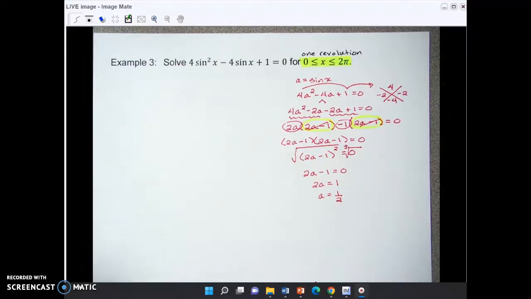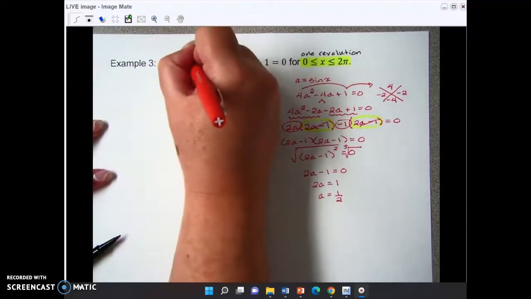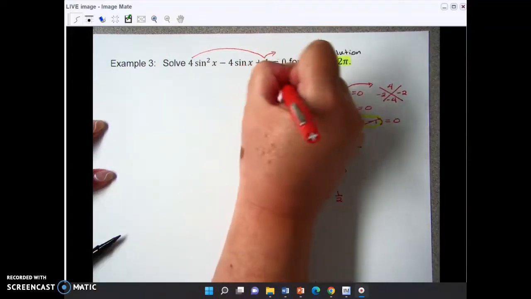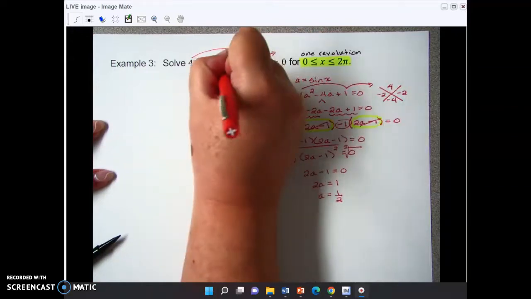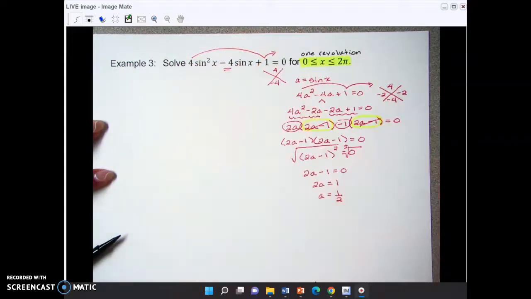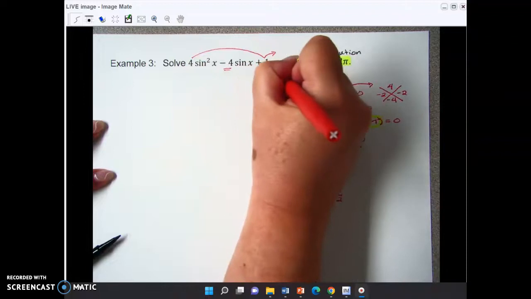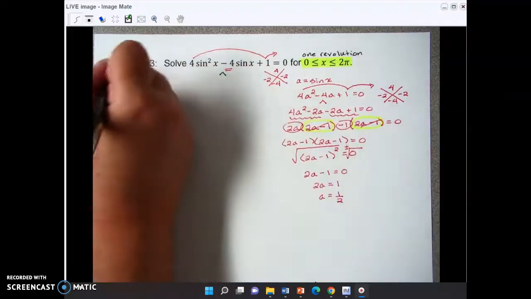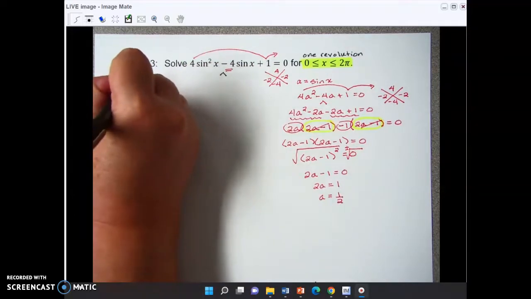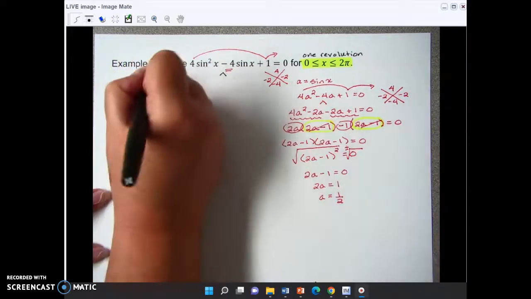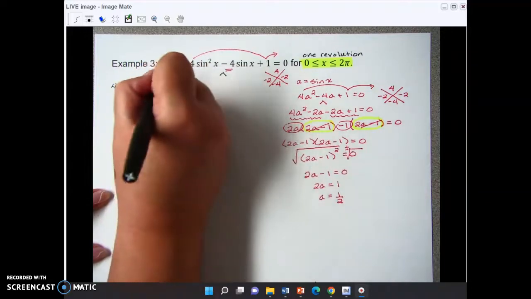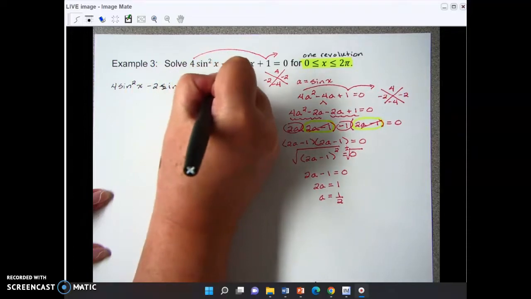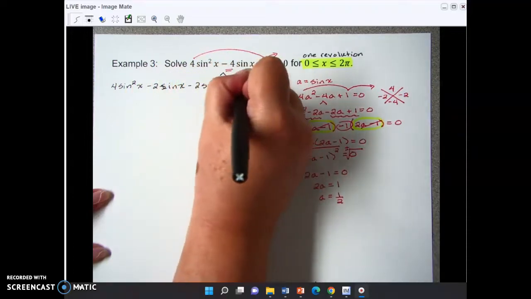So coming over here, we're going to do exactly the same thing. So we're going to do a hop, skip, and a jump to get that top number. So we're going to say what multiplies to give me 4, that adds to give me negative 4. And like we said to the right, that's going to be negative 2 and negative 2. So if I split up this negative 4, that means we're going to have 4 sine squared of x, then we're going to have minus 2 sine of x, minus 2 sine x, and then we get plus 1 is equal to 0.